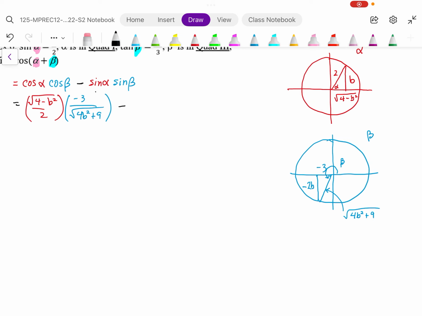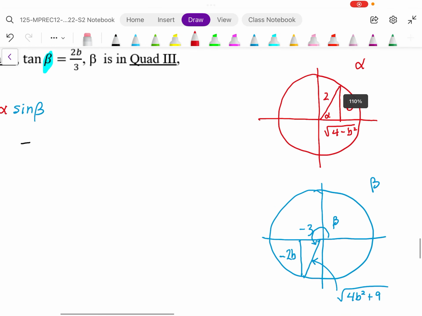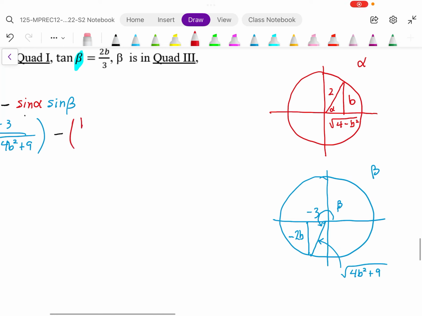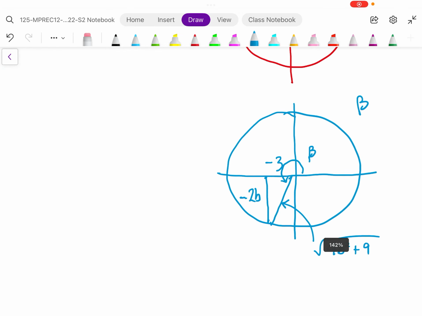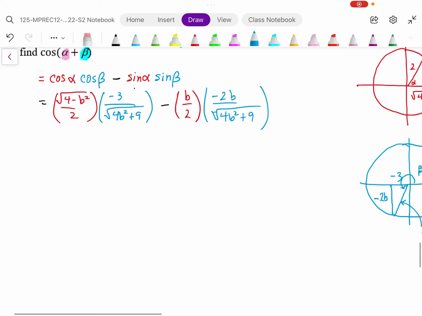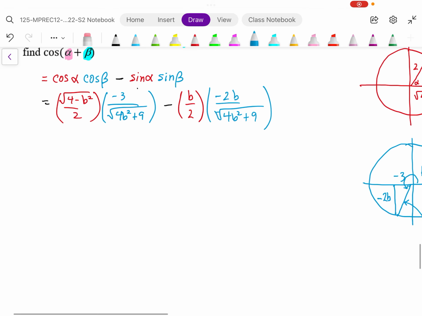Minus sine alpha. I go back to my alpha picture. Sine alpha is actually given as b over 2. So I'm going to just replace sine alpha with b over 2. Sine beta. I go to my beta picture. Sine beta is going to be vertical, negative 2b, over the radius. So I'm going to write negative 2b over the radius, which is the square root of 4b squared plus 9. So now I have the exact value with the variables of this sum identity.